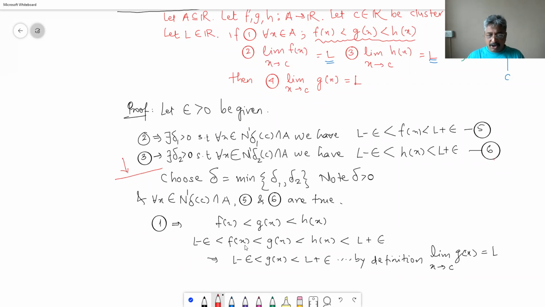Let us say limit f of x as x tends to c. We define limit as if and only if, then RHS. Whatever we have written in RHS: for every epsilon greater than 0, there exists delta greater than 0 such that for every x belonging to the deleted delta neighborhood of c intersection A, we have absolute value of f of x minus L less than epsilon. That is what is RHS.